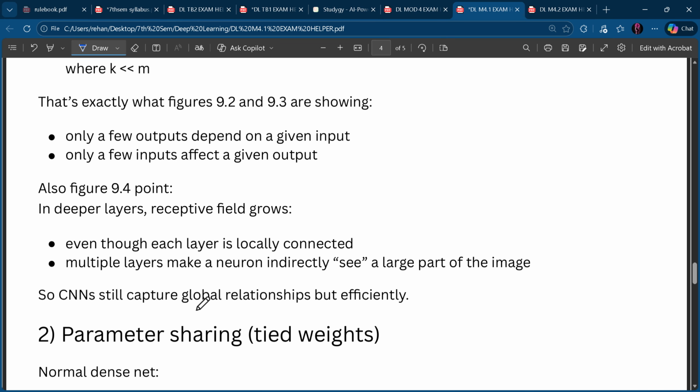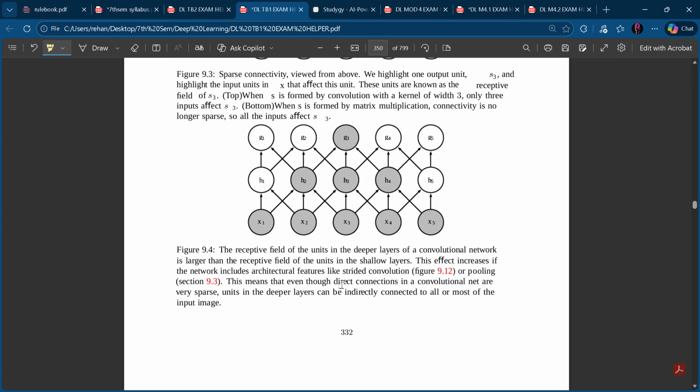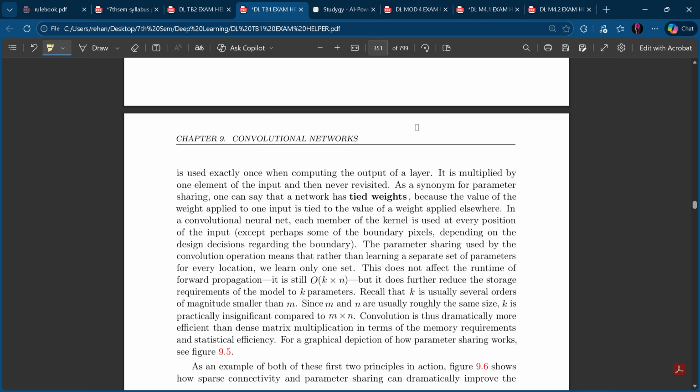So CNN still captures global relationships, but efficiently. Here you can see the example of deep layers. Somehow every input is not connected to these h or hi layers, hi in the sense of 1, 2, 3, 4, 5. It's not connected to them, but they are connected to one or two, and then ultimately they are connected. So basically, if you look at g, all the inputs are connected to this.